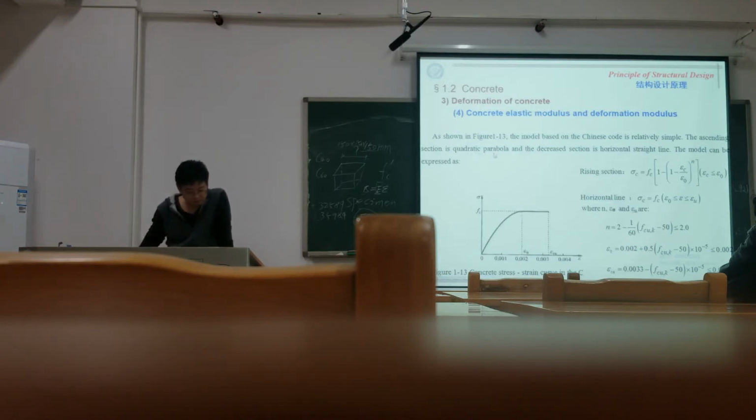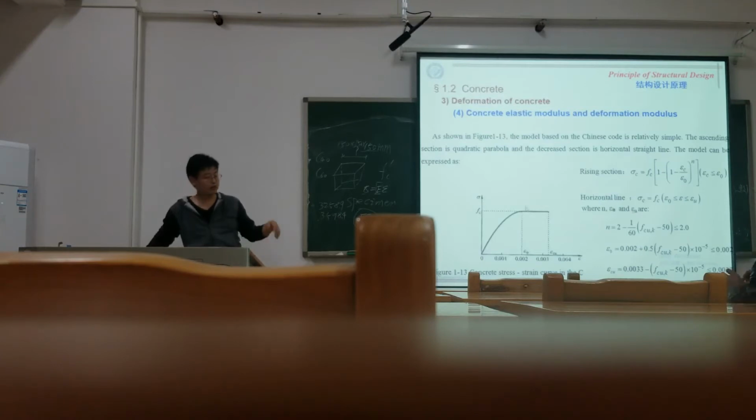quadratic parabola, this curve. And there's no decreasing part, just a horizontal line. That makes the calculation even easier. Because for real construction, the real project, the decreasing part actually is not much use.